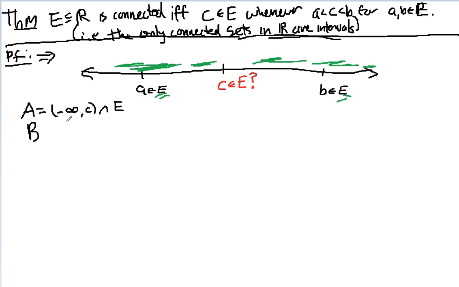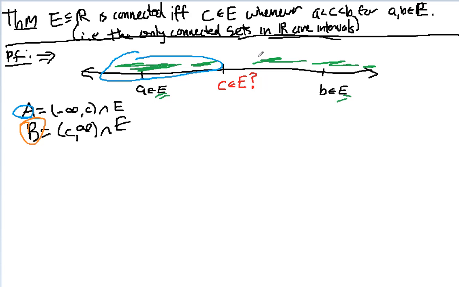I'm going to let B... So A is equal to basically all this green stuff. B is going to equal C comma infinity intersect E. I don't know, what should C be? C will be orange. I haven't used orange much in this screencast. So B is going to be all this green stuff over here.